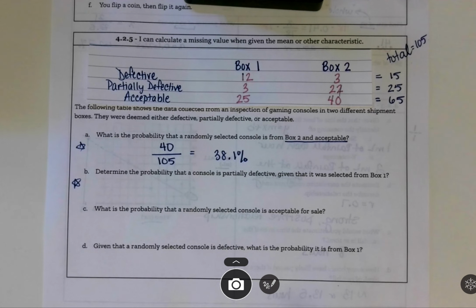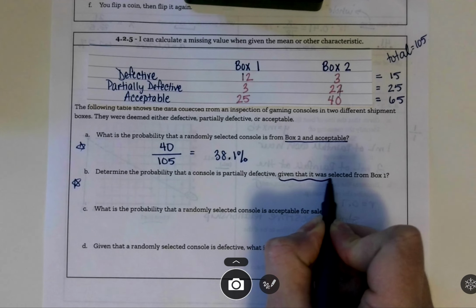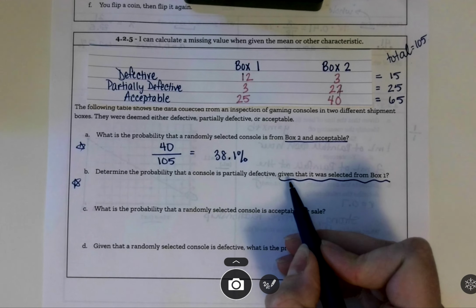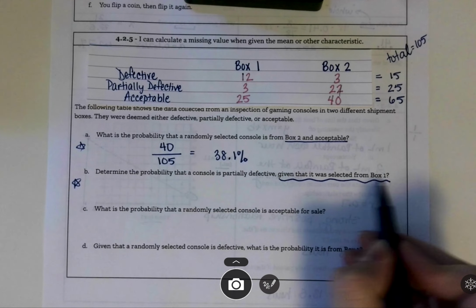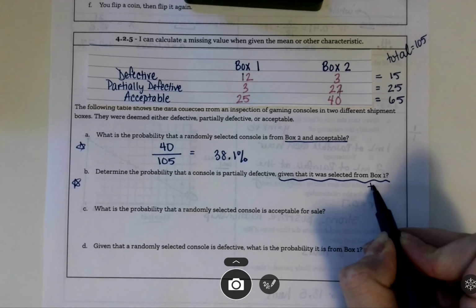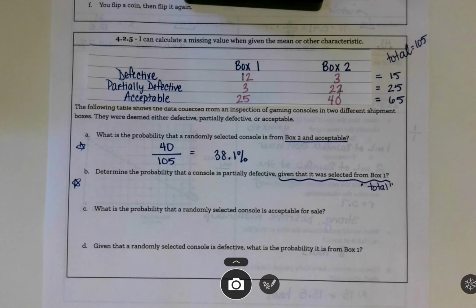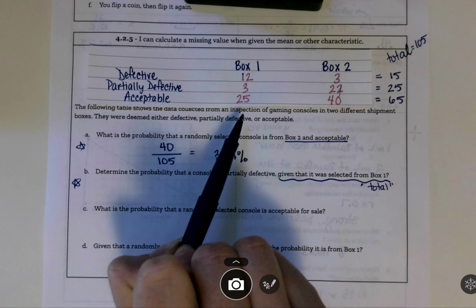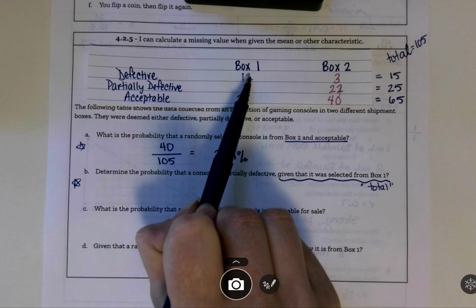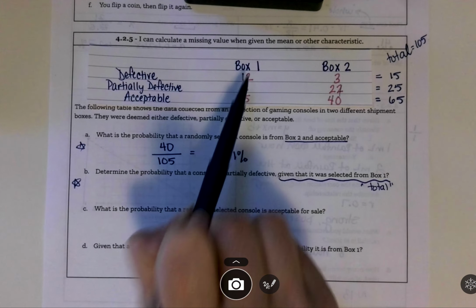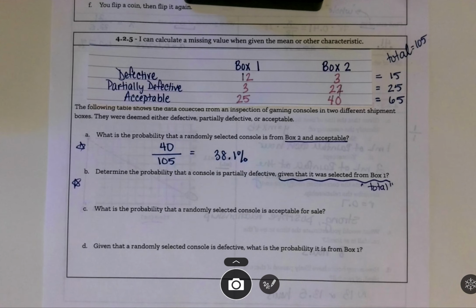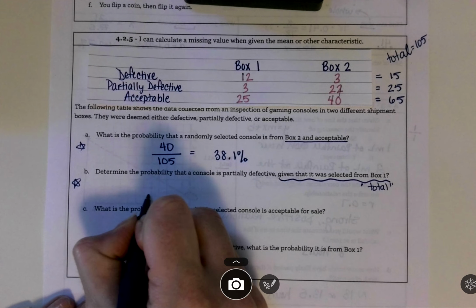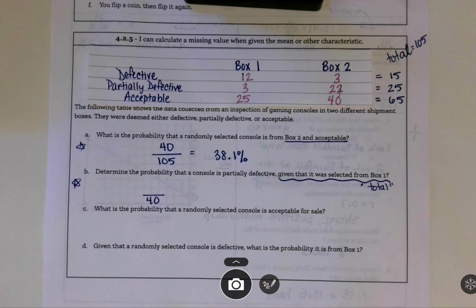For part B, it says determine the probability that a console is partially defective given that it was selected from box 1. So whenever it says given that blah, blah, blah, that's going to be our total. So the denominator of our fraction. So given that it was selected from box 1, I'm going to look at all of the box 1 consoles, so 12 plus 3 plus 25, and add those together. So when I do that, I end up with 40. So my total this time is 40 because I'm only looking at box 1. I'm not looking at everything.